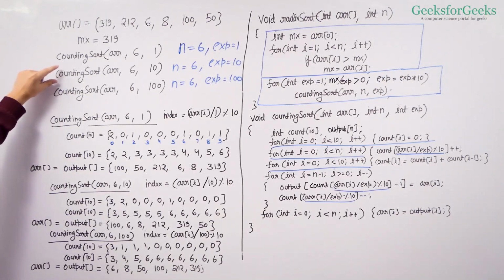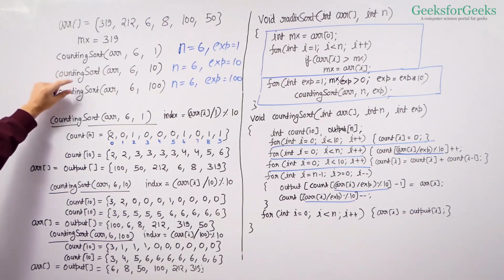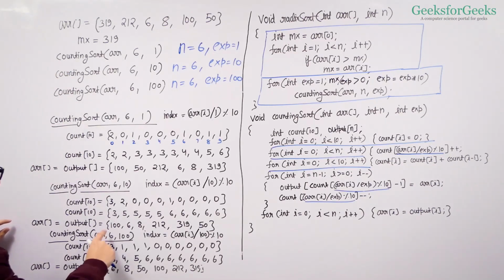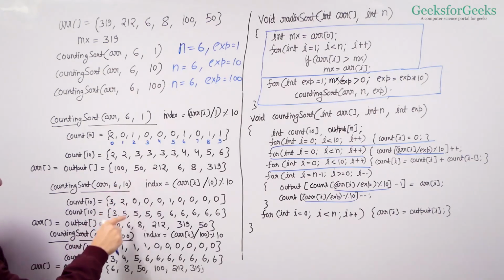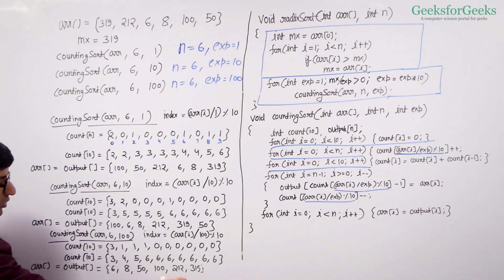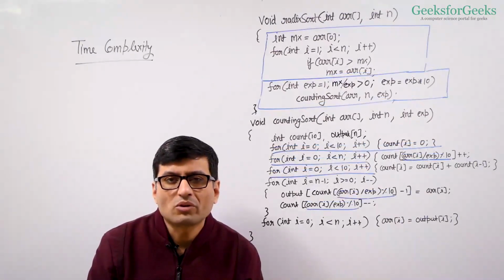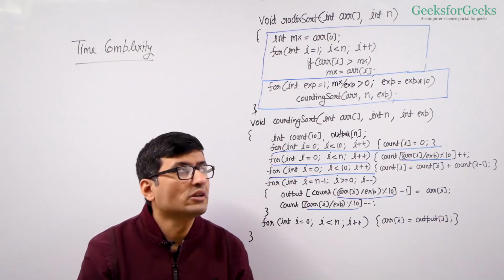And then when we call counting sort 610, our original array changes to this. Now this array is sorted according to second digit. First time we sort according to first digit or last digit. Then we sort according to the second last digit. Then we sort according to the third last digit or the most significant digit, and we finally get our sorted output. Let us now talk about time complexity of Radix sort.